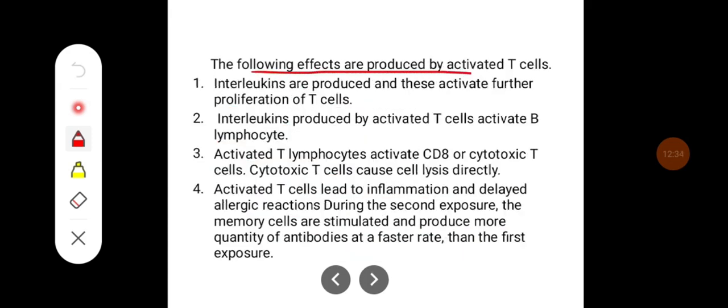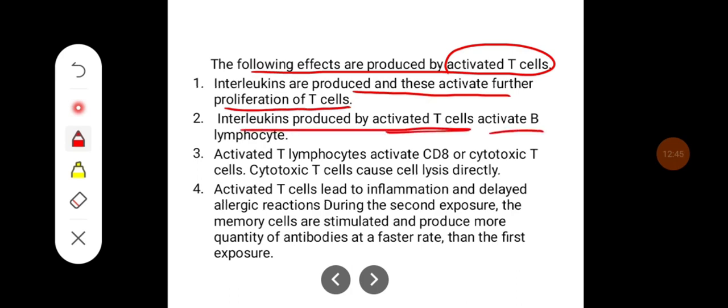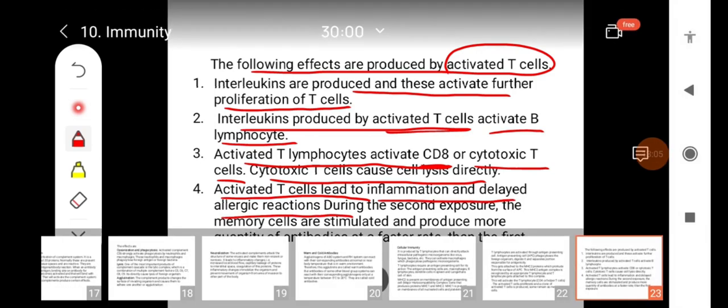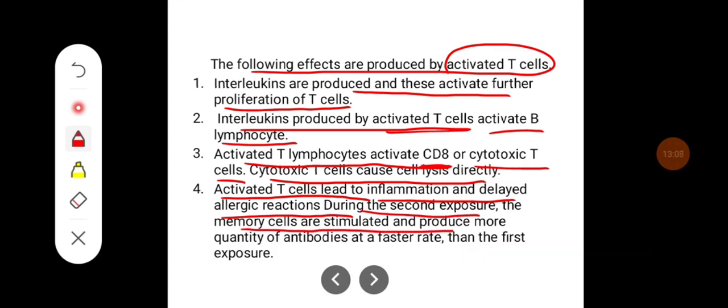The following effects are produced by the activated T cells. The interleukins are produced and these activate further proliferation of the T cells. Interleukin produced by activated T cells activates B lymphocytes. Activated T lymphocytes activate CD8 or cytotoxic T cells, and cytotoxic T cells cause cell lysis directly. Activated T cells lead to inflammation and delayed allergic reactions. During the second exposure, the memory cells are stimulated and produce a larger quantity of antibodies at a faster rate than the first exposure.